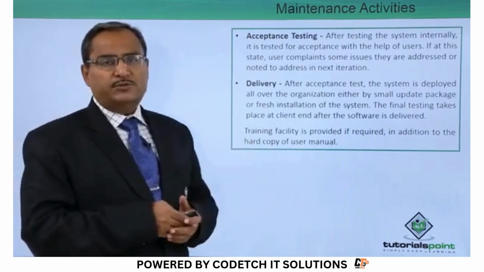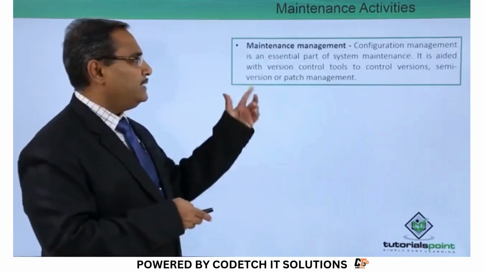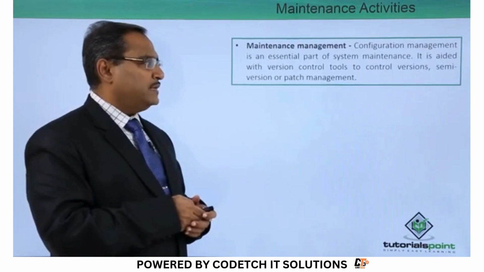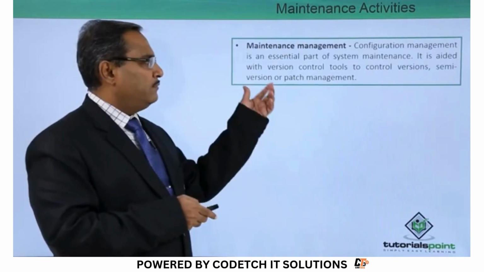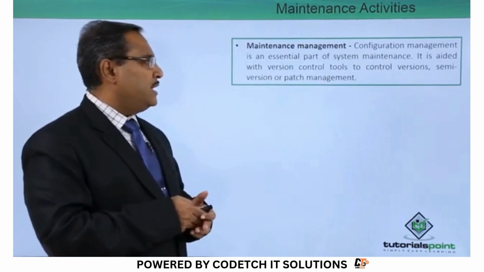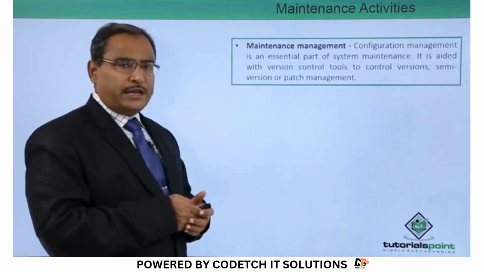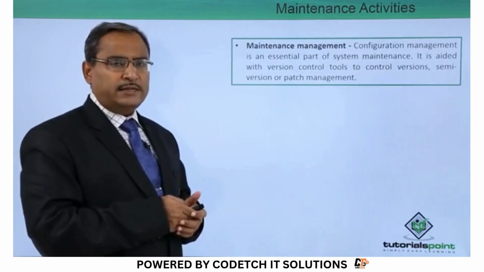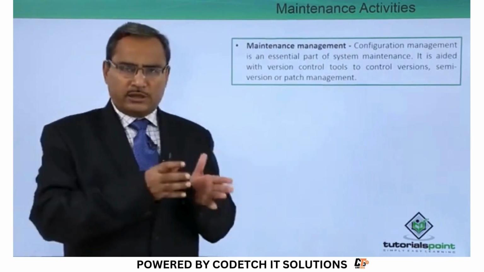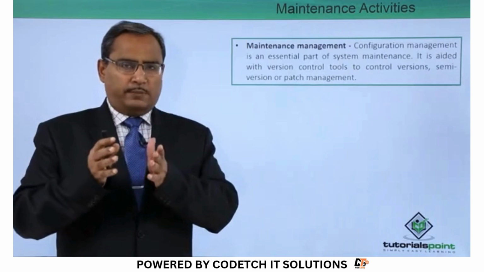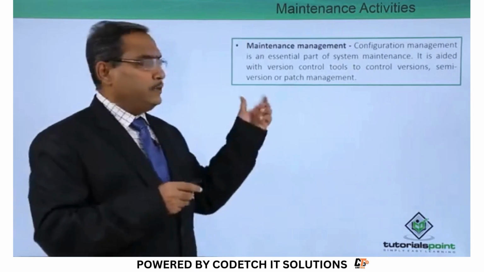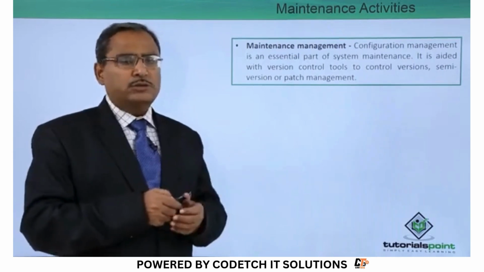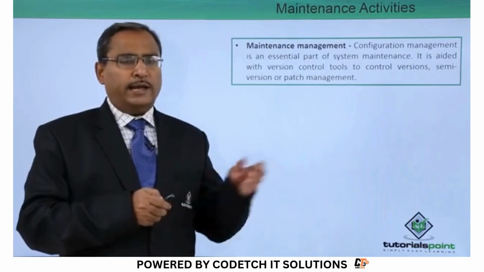These are the different phases we have, and the last phase is maintenance management. Configuration management is an essential part of system maintenance. It is aided with a version control tool to control the versions and semi versions or the patch management. In this way the maintenance management will be there. Each version has two parts: one is the major part, and the other is the minor part. This version controlling tool will decide what will be the new version of that software after introduction of these new modules which got integrated with the existing system.